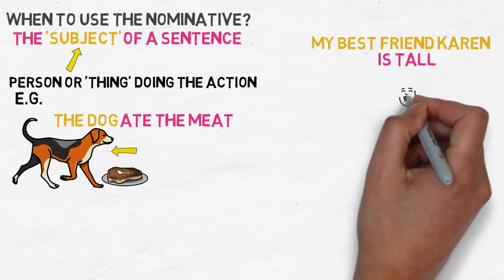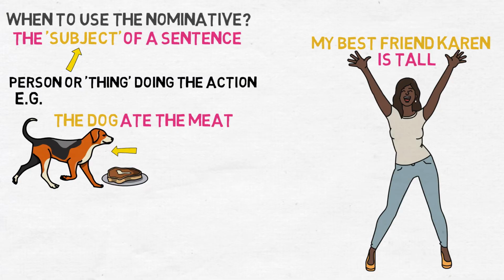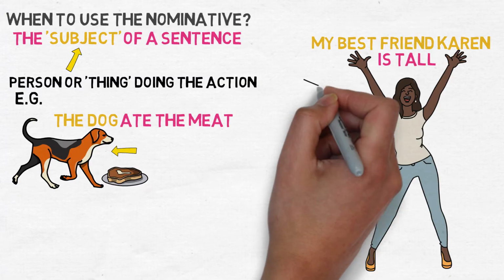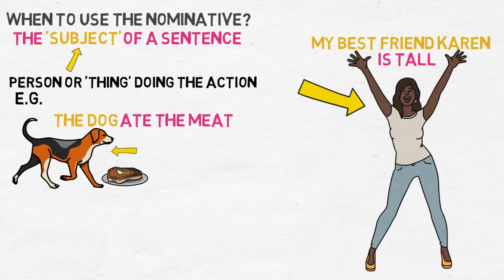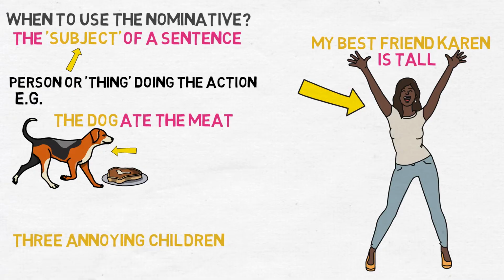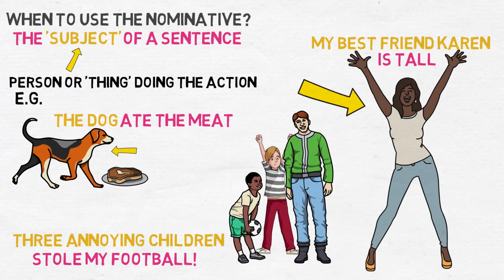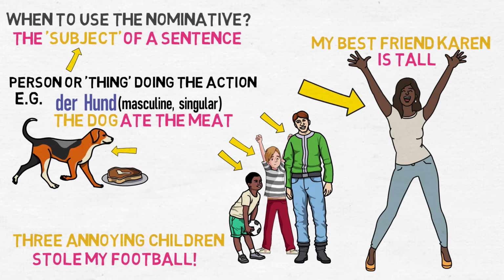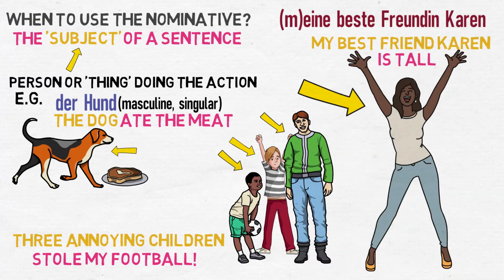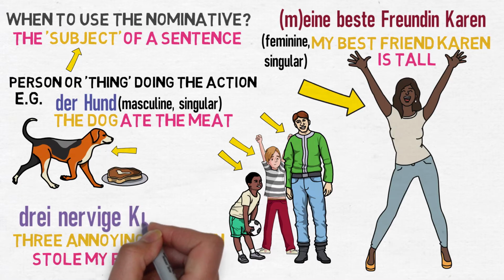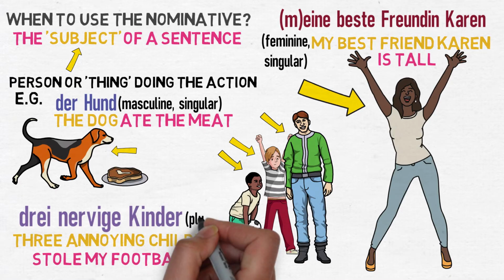My best friend Karen is tall. My best friend Karen is the one being, so my best friend Karen is the subject. 3 annoying children stole my football. 3 annoying children are the ones who stole, so they are the subject of this sentence. In German, these subjects would be der Hund, masculine singular, meine beste Freundin Karen, feminine singular, and 3 nervige Kinder, plural.